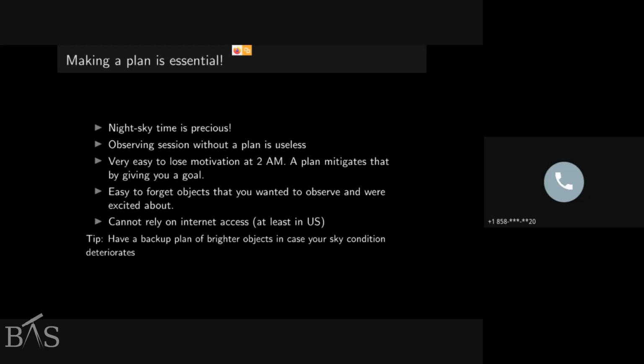So if you only have a list of low surface brightness objects and then you go and the sky transparency is not good, then what will you do? You should have a backup of brighter objects.